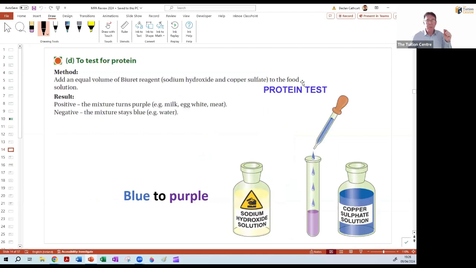Protein. You need to know that it's a mixture of sodium hydroxide and copper sulfate. So you add sodium hydroxide to make it alkaline, and then you add in copper sulfate, and it'll go purple if there's protein present. Blue to purple. So copper sulfate and sodium hydroxide, that's the Biuret reagent. You need to know the ingredients of the Biuret reagent, blue to purple.